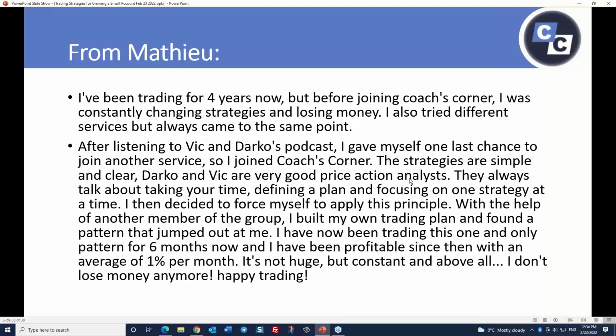With the help of another member of the group, I built my own trading plan and found a pattern that jumped out at me. I have now been trading this one and only pattern for 6 months now and have been profitable since then with an average of 1% per month. It's not huge, but constant, and above all, I don't lose money anymore.